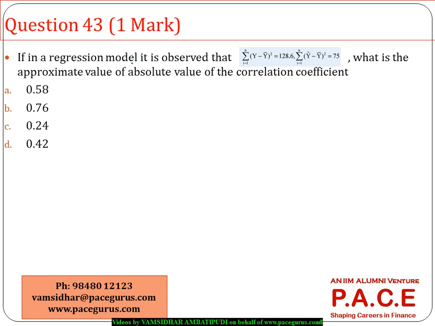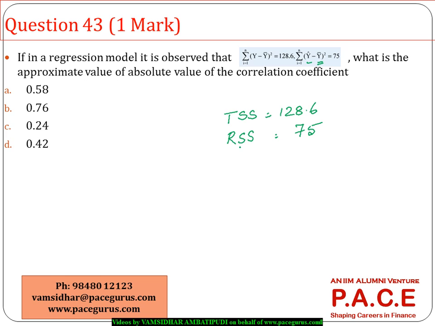If in a regression model it is observed that y minus y bar whole squared is nothing but the total sum of squares, the total sum of squares is given as 128.6. Y cap minus y bar squared is nothing but the regression sum of squares. The regression sum of squares is given as 75.